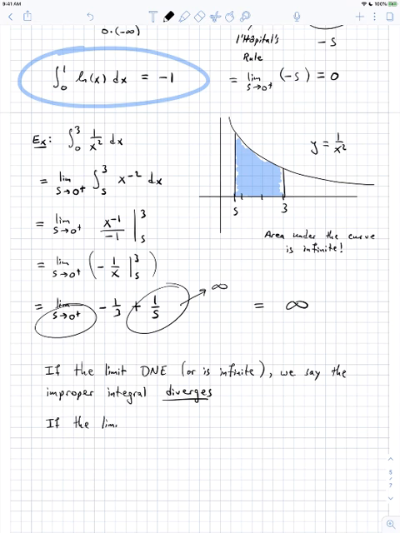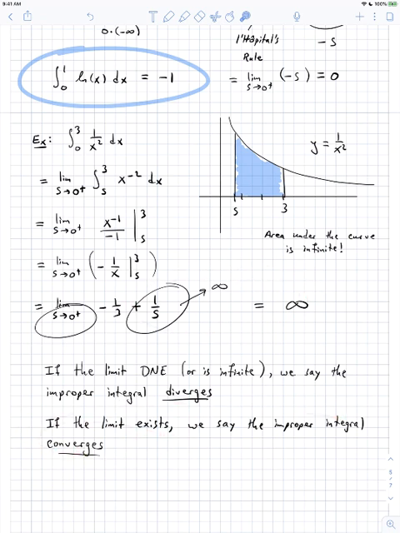If the limit does exist, we say the improper integral converges. This is terminology that we get from limits to begin with. If a limit doesn't exist, it diverges. If a limit does exist, it converges. So we're just now applying that to these improper integrals. So if the limit does not exist, we say the improper integral diverges. And if the limit does exist, we say the improper integral converges.